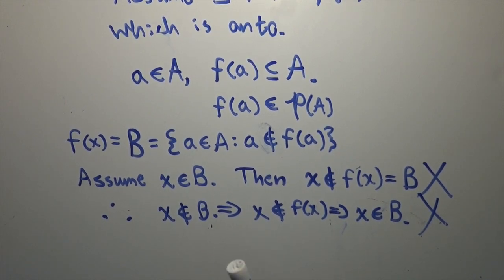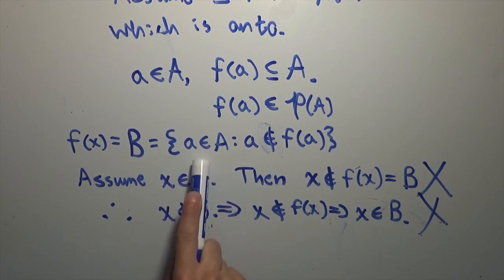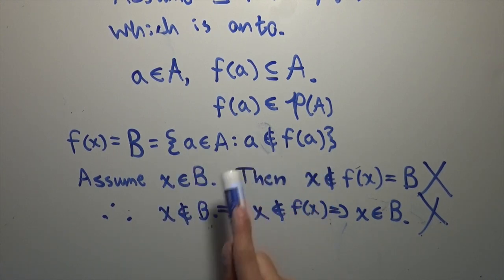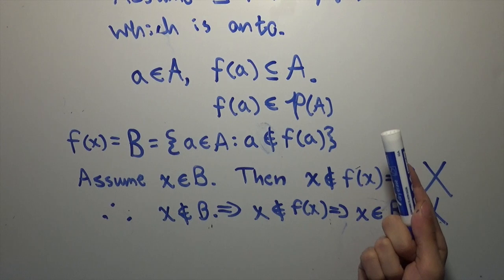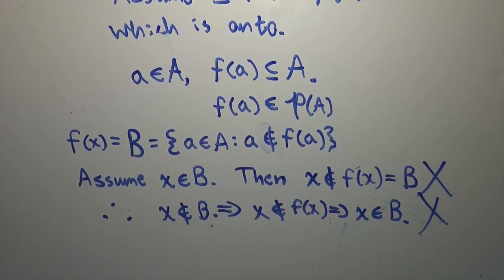It doesn't matter if it is or not, right? It may be the case that every element of A is mapped onto a subset of A that actually contains that element A, right? In which case B is empty. And if it is, it doesn't matter. We didn't have to reference the size of B.